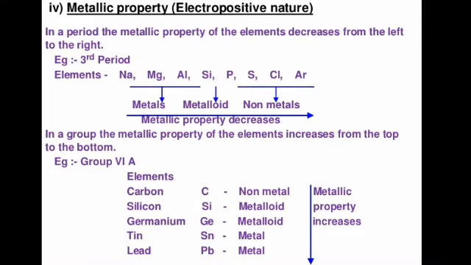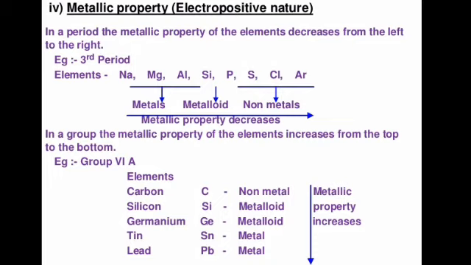Fourth property is metallic property or electropositive nature. It is the tendency of an atom to lose its outermost electrons. In a period, the metallic property of the elements decreases from left to right. For example, in the third period, we have sodium, magnesium, aluminum, silicon, phosphorus, sulfur, chlorine and argon. The first two elements, sodium and magnesium, are metals, while silicon is a metalloid and sulfur, chlorine, argon are non-metals. So the metallic property decreases while going from left to right.